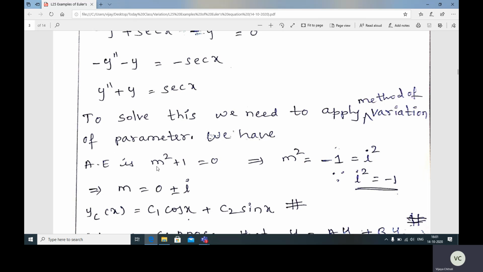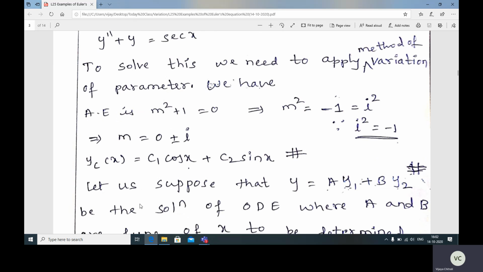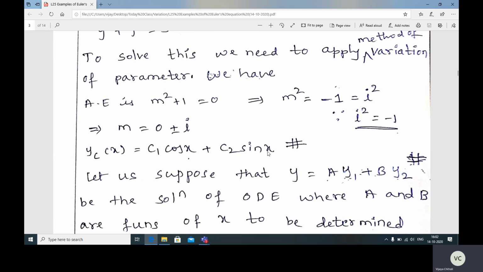So the auxiliary equation is m square plus 1 is equal to 0. m square is equal to minus 1. So minus 1, we can write this as i square, because we have a standard result, i square is equal to minus 1. So you will get m square is equal to i square. So m is equal to 0 plus or minus i. Roots are pure imaginary. So yc of x is equal to c1 cos x plus c2 sin x.